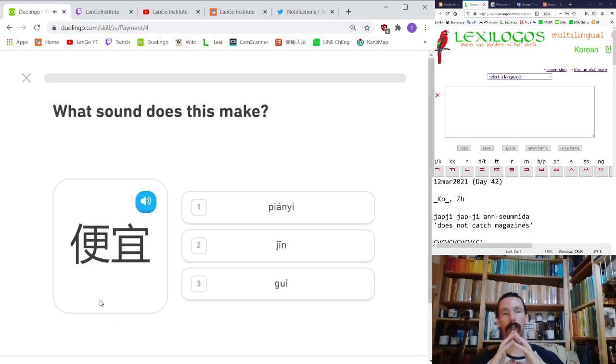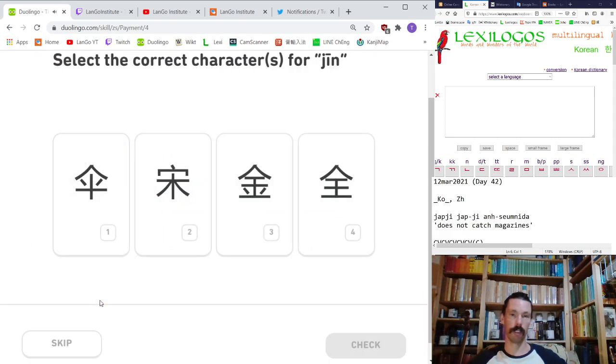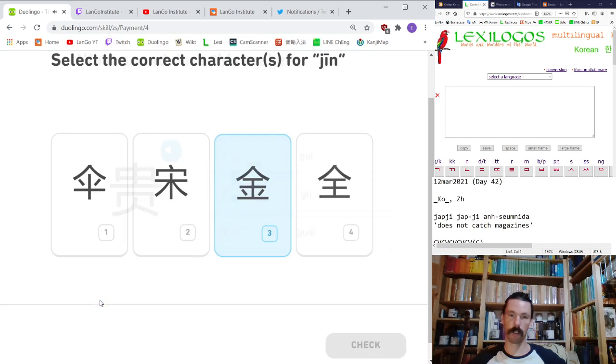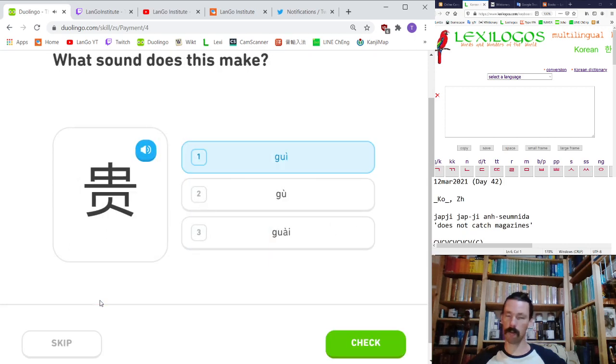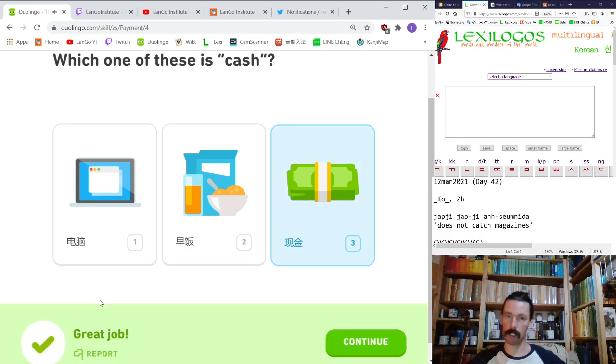便宜, here for the payment. 便宜, cheap. 金 is gold. 金贵, expensive. 现金, cash.